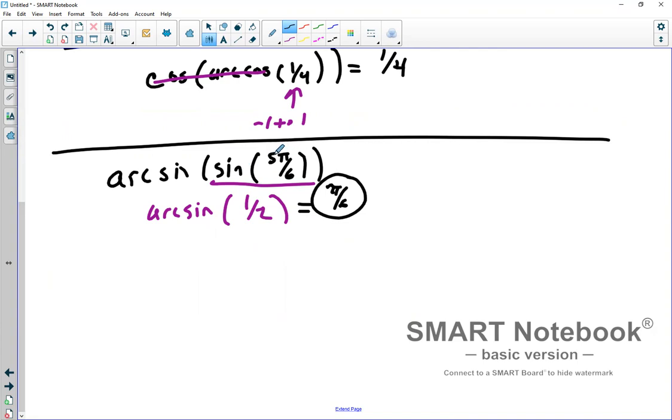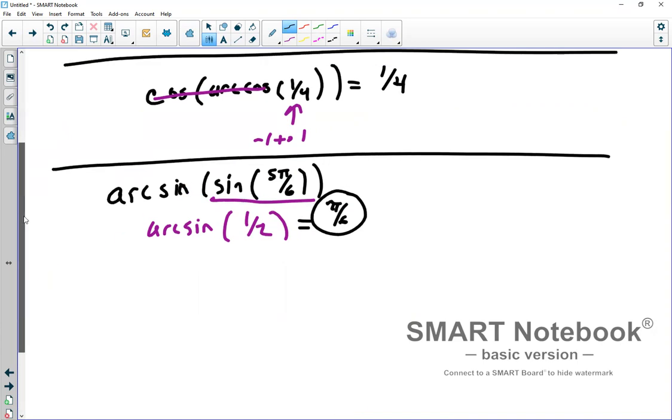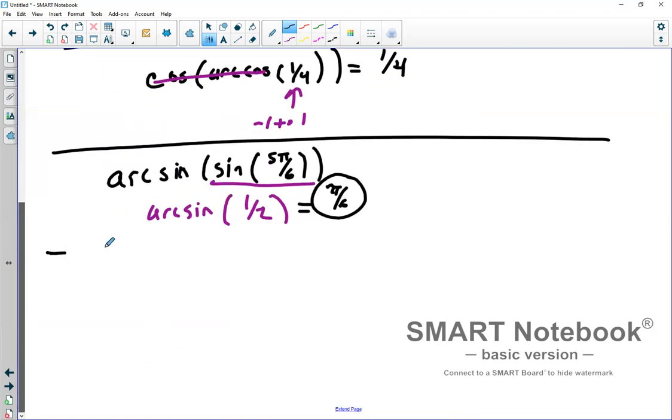Sine over here is 5 pi over 6. I just want to make sure. Yeah. And then, what's inside is less than 1, so that makes sense. That's okay too. But arc sine of a half has to be pi over 6. So when the arc is on the outside, you have to think about what could come out of the arc sine or the inverse. We have that.